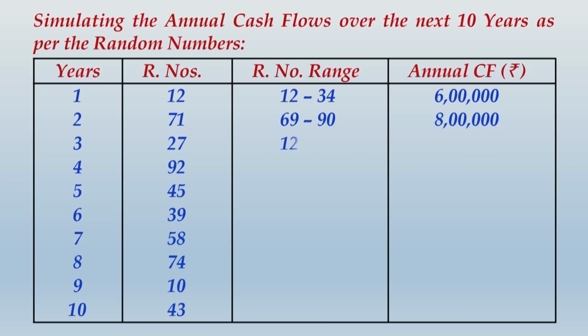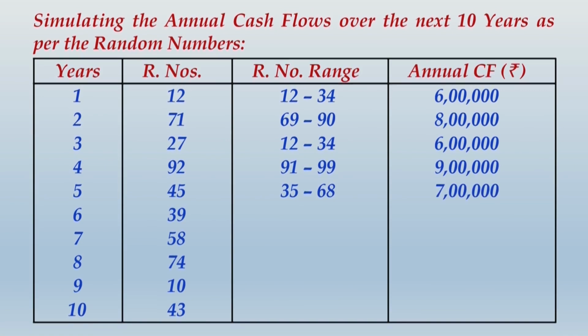27 will come in the range of 12 to 34 again, and the corresponding cash flow is 6 lakhs. 92 will come between 91 and 99, for which the corresponding cash flow is 9 lakh. 45 will come in the range of 35 to 68, for which the annual cash flow is 7 lakhs. 39 will come in the same category. 58 will also come in the same category. So the cash flows will be 7 lakh, 7 lakh, 7 lakh.